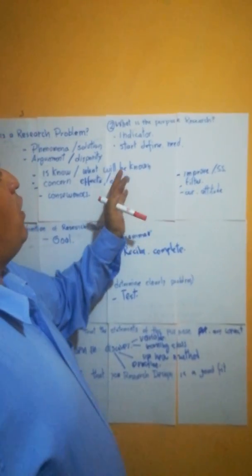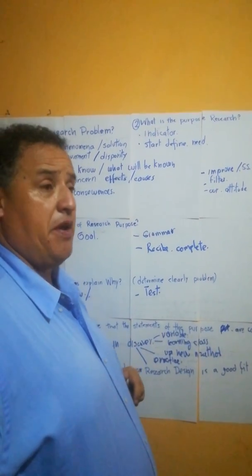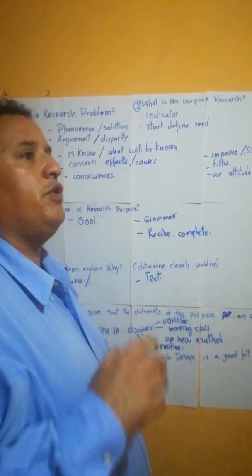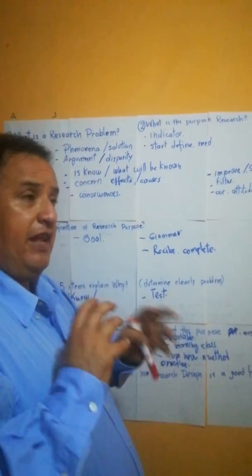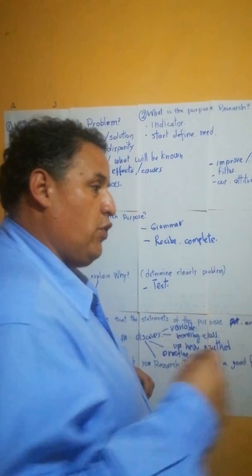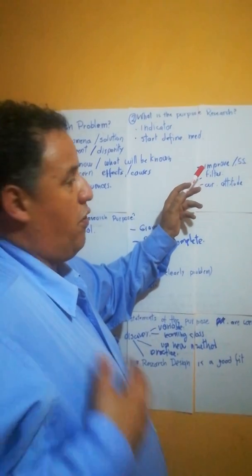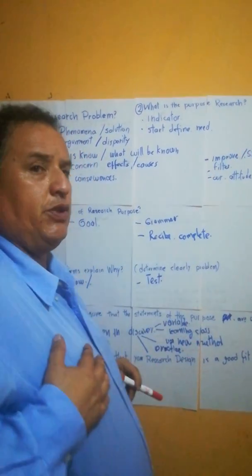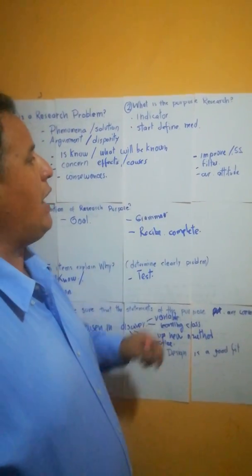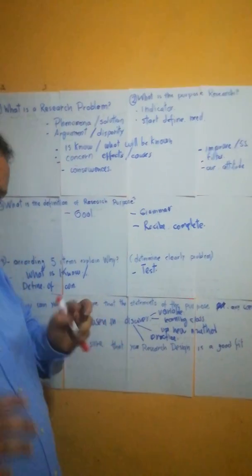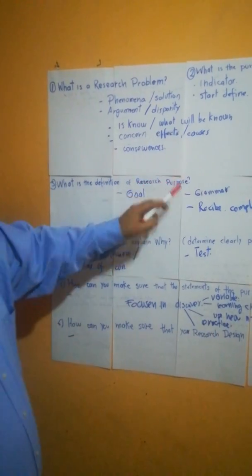In our research, what is the purpose of our research? I could say, first of all, that it is an indicator that the research can use in order to arrive at the goal. So we are going to start and define needs from the student in order to continue with the process. According to our studies, we are going to improve the students' knowledge and attitudes. We are going to use the affective filter from Dulay, and we are going to establish a very good attitude among the students. So what is the definition of research purpose?